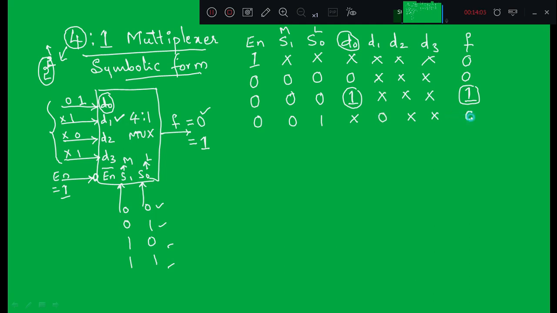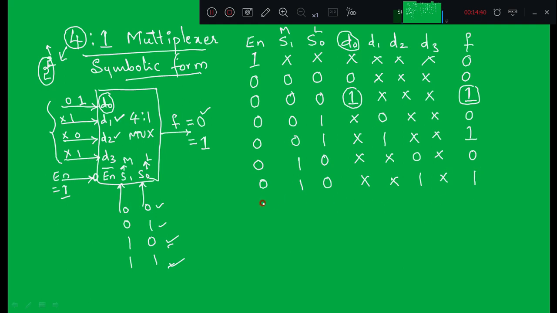If D1 is 0, F will become 0, and enable is equal to 0, select line will be kept as it is. Now if I make D1 equal to 1, then F will become 1. Similarly, continue for the rest of the select lines, 1 0 and 1 1. So for 1 0, it will select D2, whatever may be the values of D0, D1 and D3. If D2 is 0, output is 0, and if D2 is 1, output is 1, right?